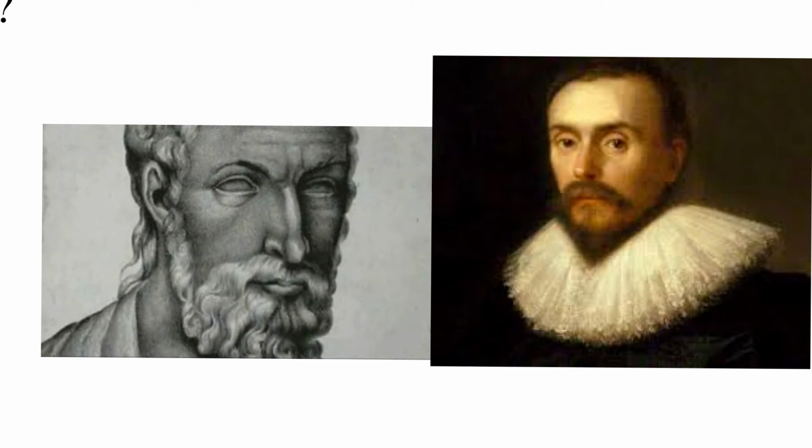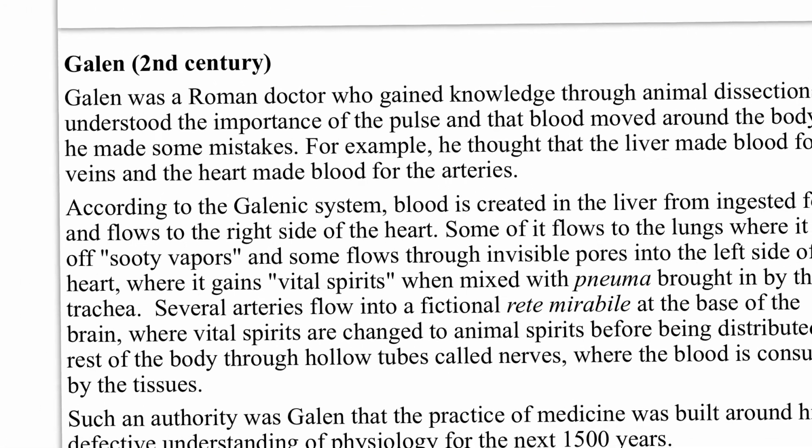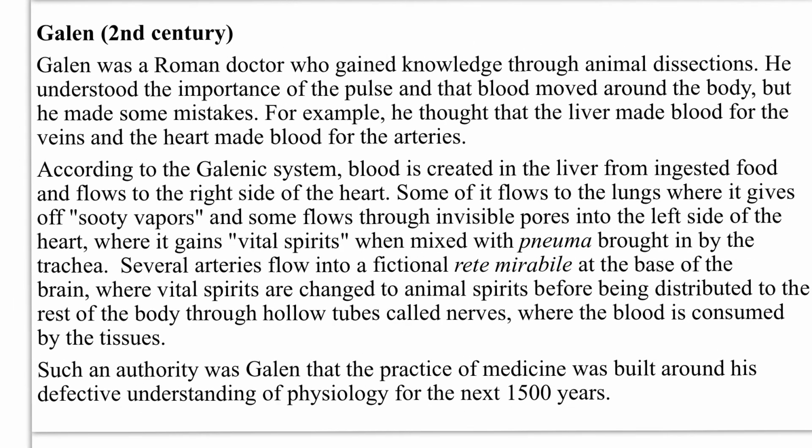So I was going to talk to you about these two men. The first one is Galen and the second one is William Harvey, and we'll talk about each one in turn. Galen is from the 2nd century, and he was a Roman doctor who gained knowledge from animal dissections. He understood the importance of the pulse, and he understood that blood was moving around our body. But he made quite a large number of mistakes. For example, he thought that the liver made blood for the veins and the heart made blood for the arteries, which we now know is wrong.